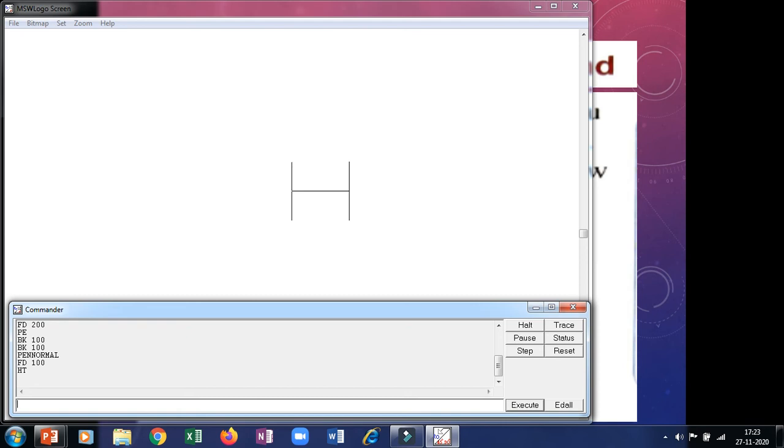And see, I told you that when HT is used, only the turtle is hidden from us, but it is still present and it will draw the line. Let us make it move forward and see. FD 20. See, the turtle is moving. RT 90, FD 100, LT 90, FD 100. See, the turtle is there, it is drawing the lines. So you want to see the turtle back, right?